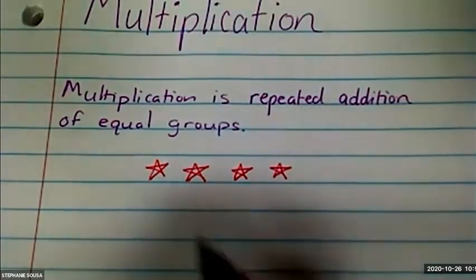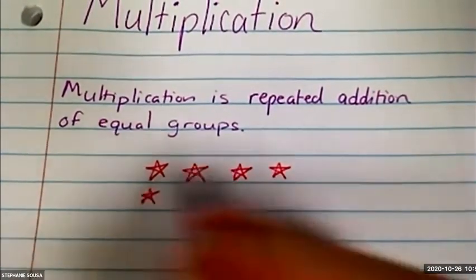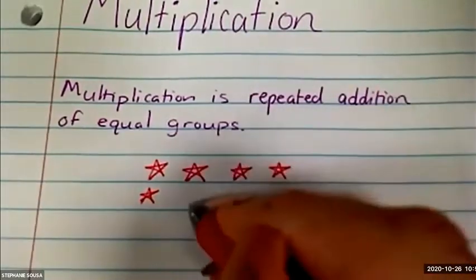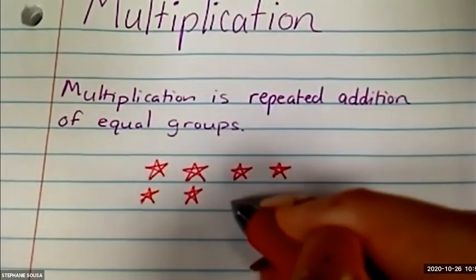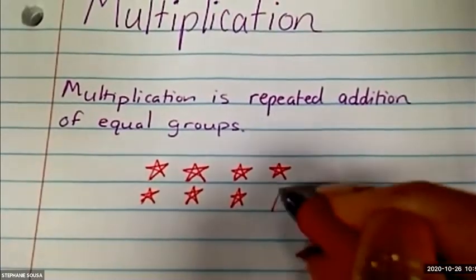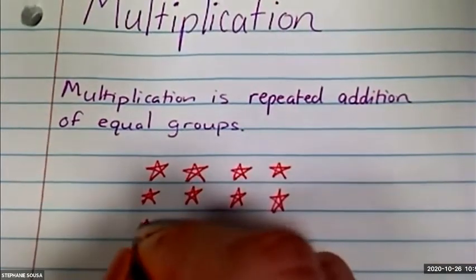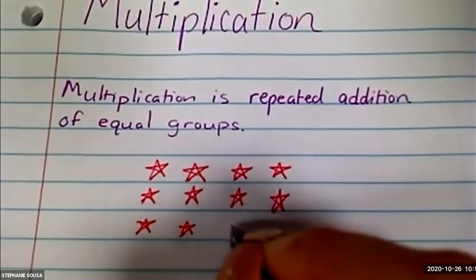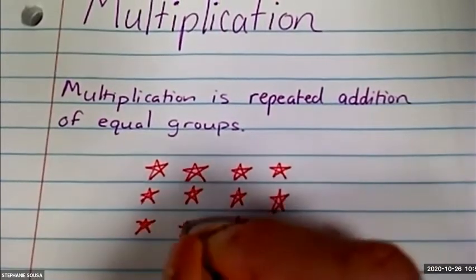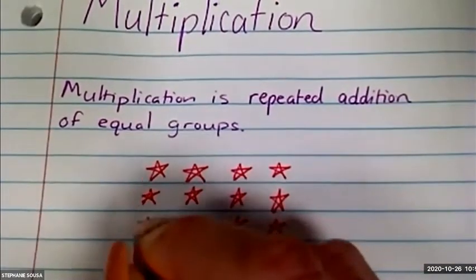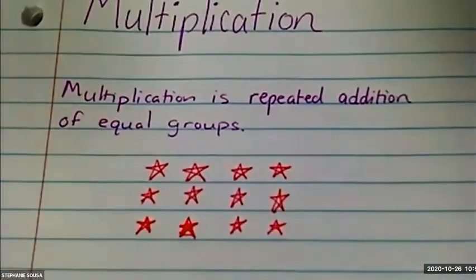And then we're going to create another row right underneath it. So notice that I'm going to keep my stars in a line. So straight down, and then another one straight down, and another one straight down, and another one straight down. So now we have 2 rows of 4. We're going to add one last row. 1, 2, 3, 4. So you should have 3 rows of 4 items. 3 rows of 4 items.